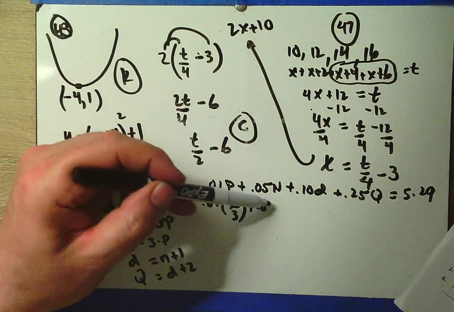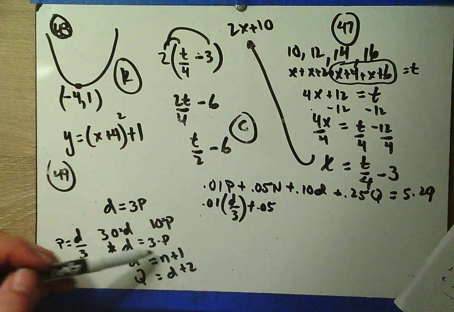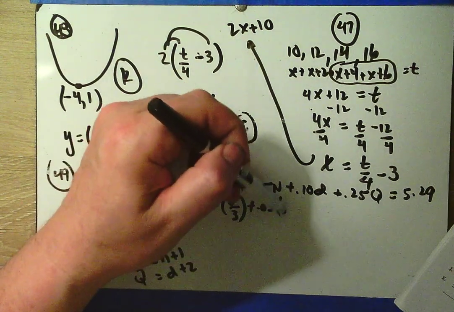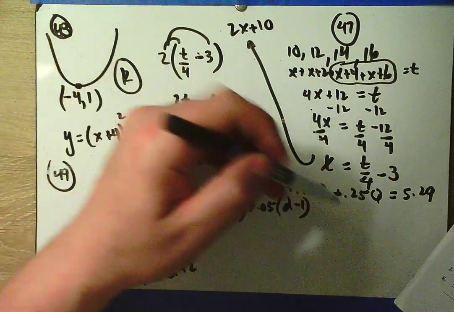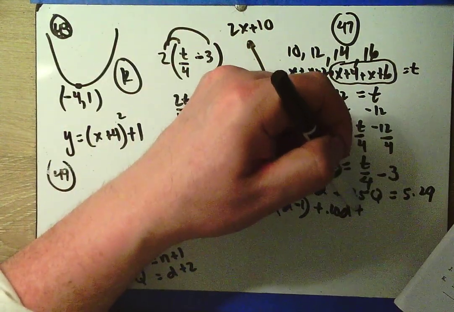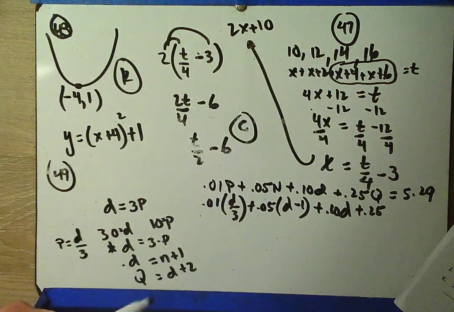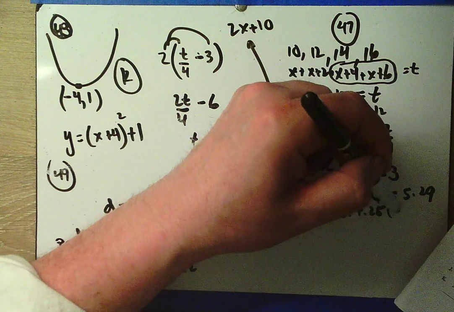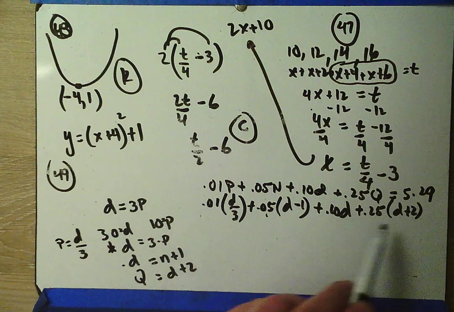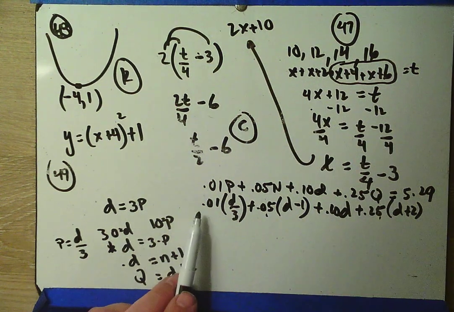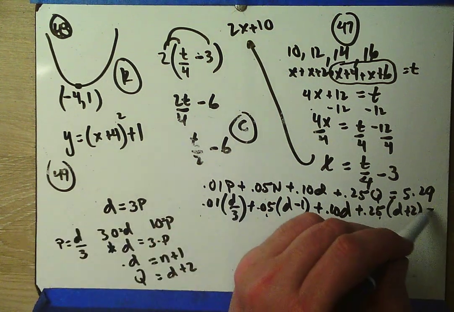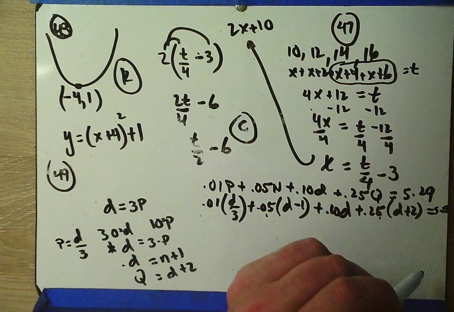And then I'm going to do 0.05 nickels. Well, if I take this equation and subtract 1 from both sides, nickels equals D minus 1. And then I'm going to add 0.10 times the number of dimes. And finally, 0.25 quarters. Well, quarters is D plus 2. So I've got some distributing to do, a lot of like terms to combine. And all of that will equal 529.